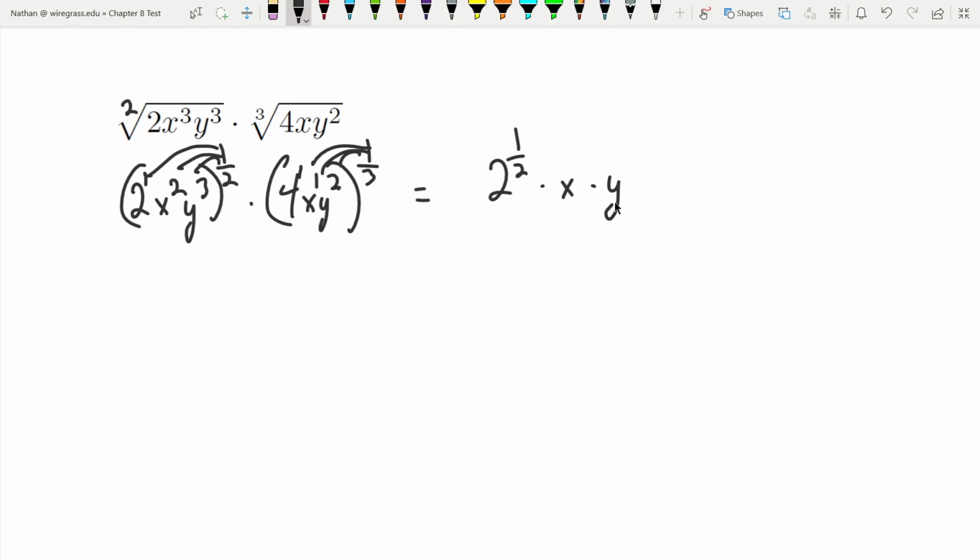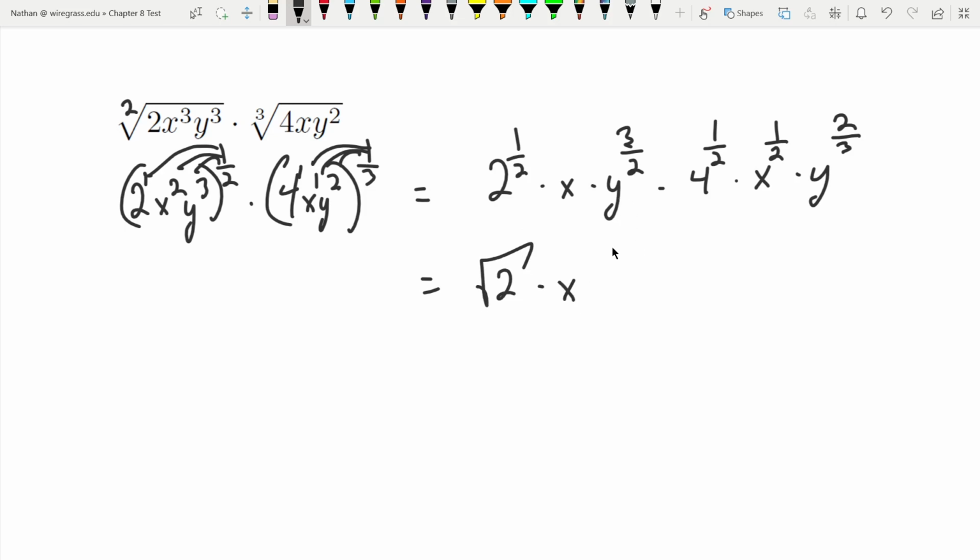And then times y to the 3/2 times 4 to the 1/2, or the square root of 4, which is just 2, x to the 1/2, and y to the 2/3. Okay, now this is just 2. 2 to the 1/2 power is the square root of 2 times x.